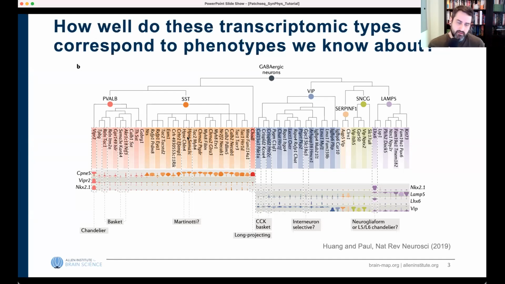But in other cases, maybe among the different SST types, you don't know which ones are the Martinotti cells, or you might have a cell whose molecular identity is somewhat ambiguous and you're not sure if it really has more neurogliaform properties or more chandelier type properties. So in order to figure out how these different types correspond with each other, you really want to collect information about these different phenotypes from the same cell. And so that's where the Patch-seq technique comes into play.